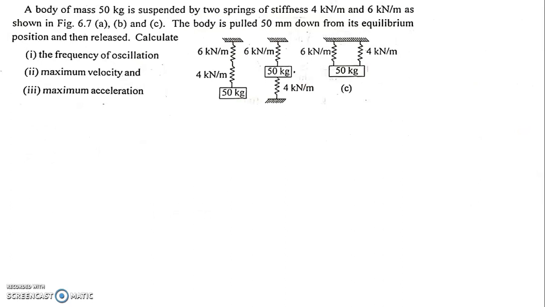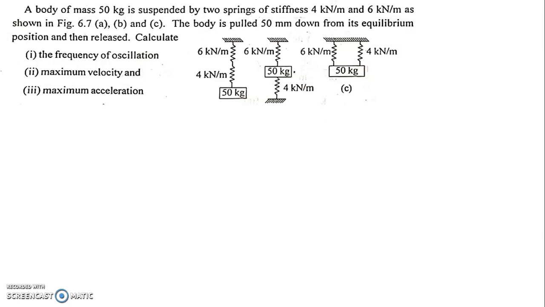And here is our fourth question. A body of 50 kilogram is suspended by 2 springs of stiffness 4 kilonewton per meter and 6 kilonewton per meter, as shown in figure A, B, and C. We got 3 figures. You can see all the 3 here.